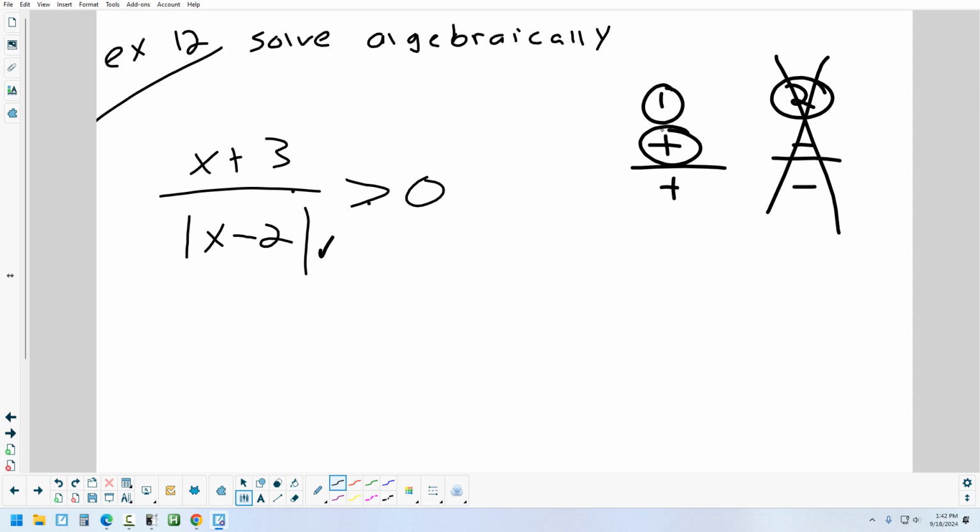If the top is positive, that means the top is bigger than what number? Well, just in general, the top has to be a positive number. It has to be bigger than 0. The top has to be above 0. The bottom already is because of those bars. What would that mean x is? Greater than -3? Yeah. x has to be greater than -3. As long as x is greater than -3, the top will always be positive, the bottom is always positive, and you'll have a positive over a positive.